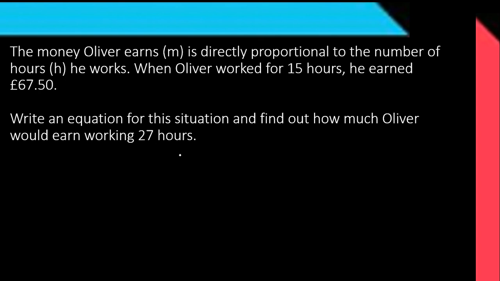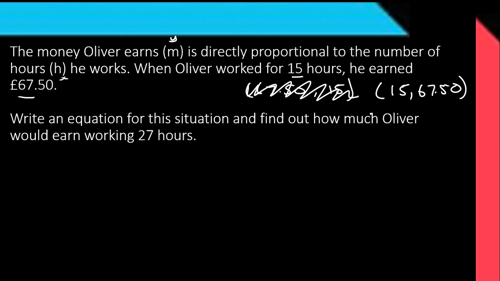So it's similar to the last question, but it's just giving the variables a meaning. Instead of y, they have M, and instead of x, they have H, but it's the same thing. So the first thing I'm going to start with then is looking at what they've gave me. So when he works for 15 hours, he earns £67.50. So that's the first thing we need to look at. So M equals KH in this question.